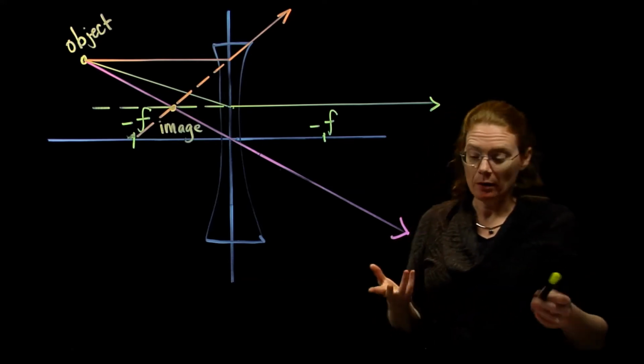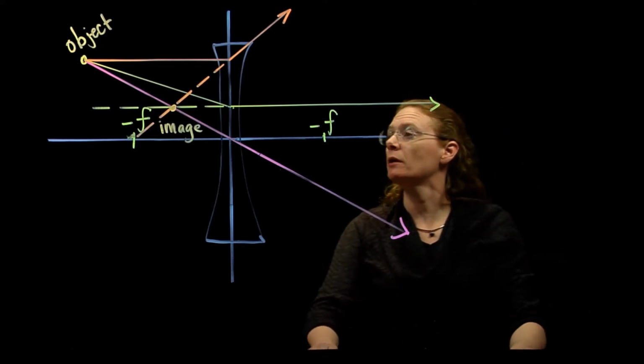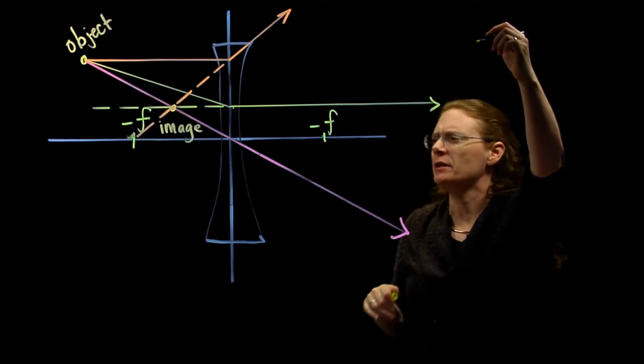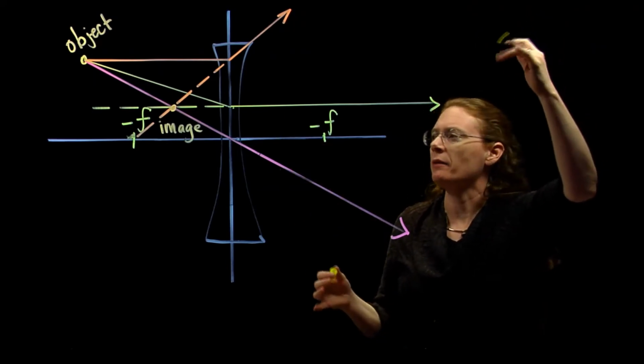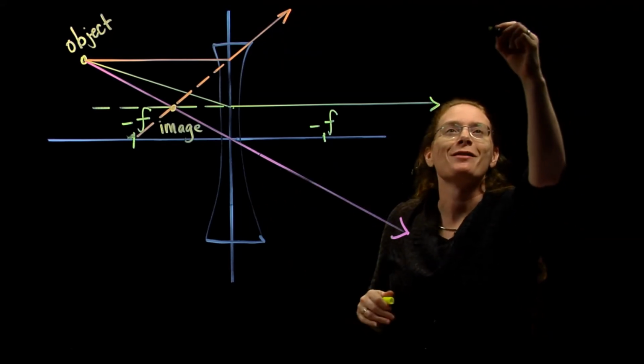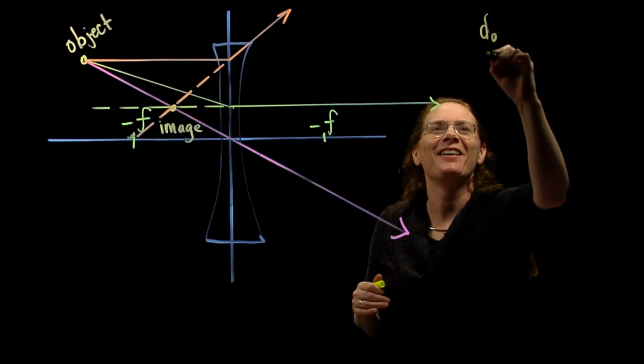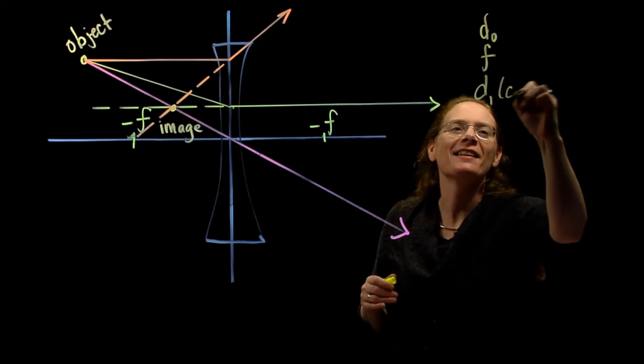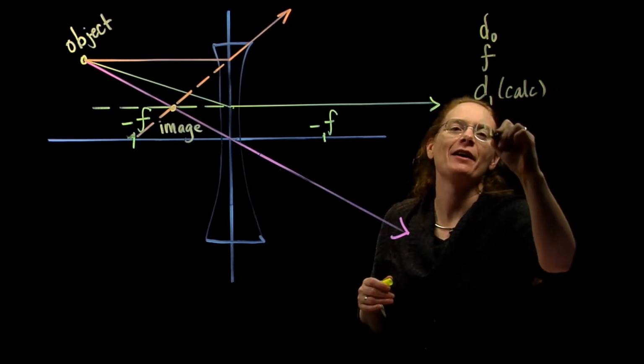Yeah, okay. Let's do our math and see if we get close to the other ones. I find that the diverging tends to be good on the math. And now watch, it's going to be totally off. So DO and F, and then DI calculated, DI measured.